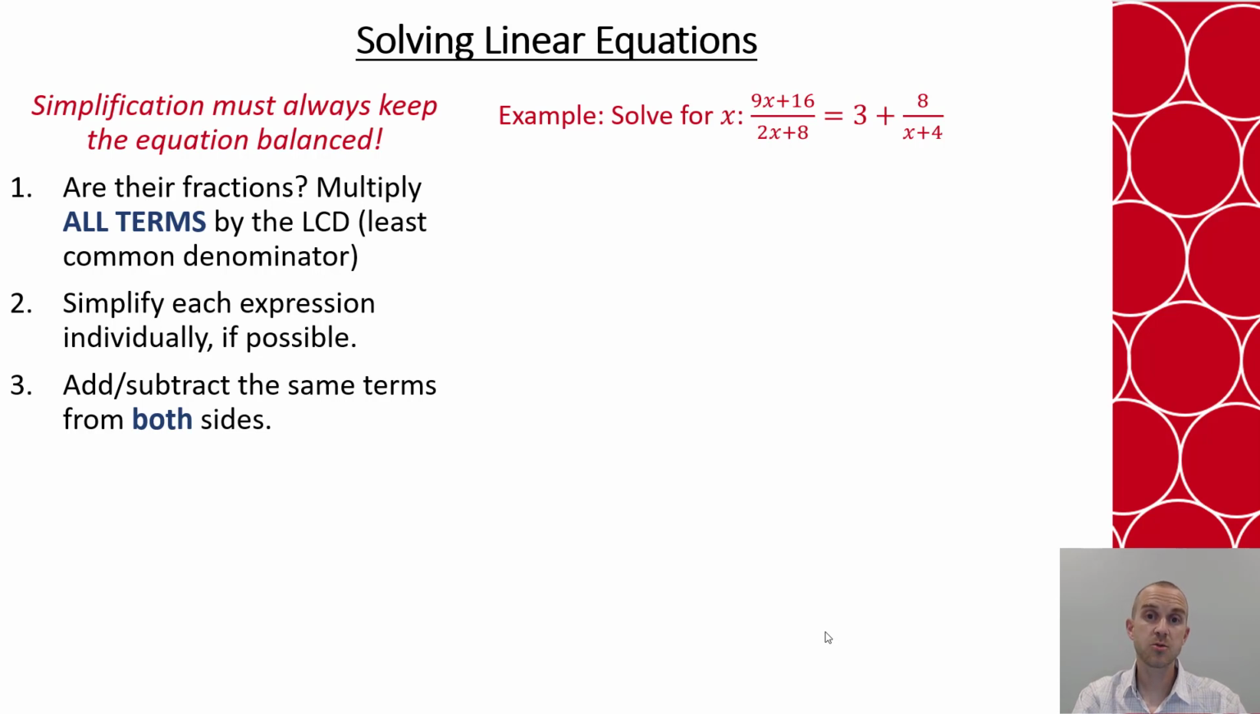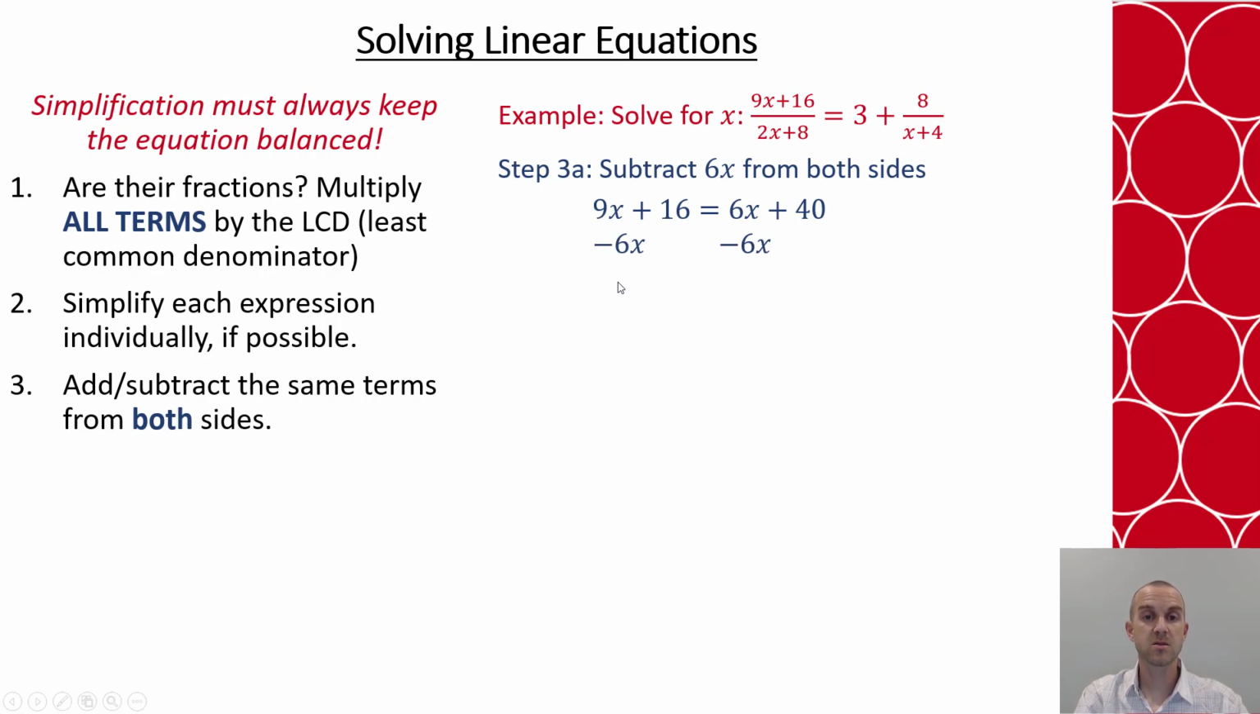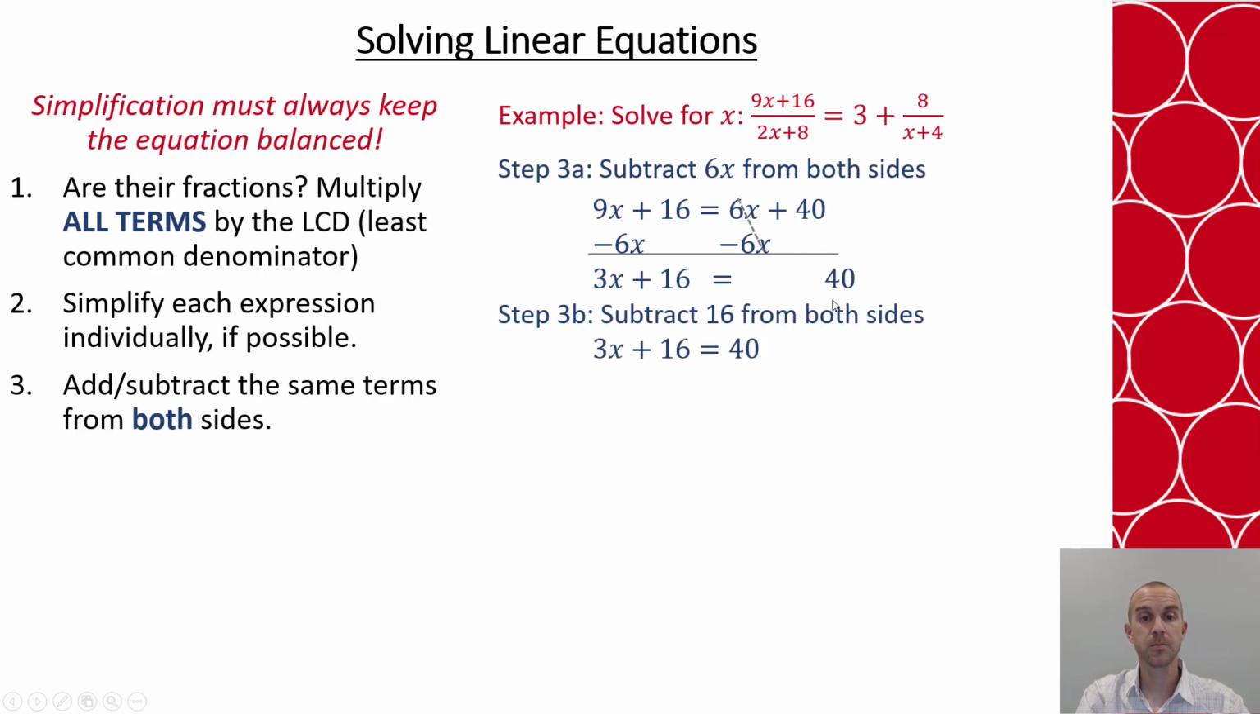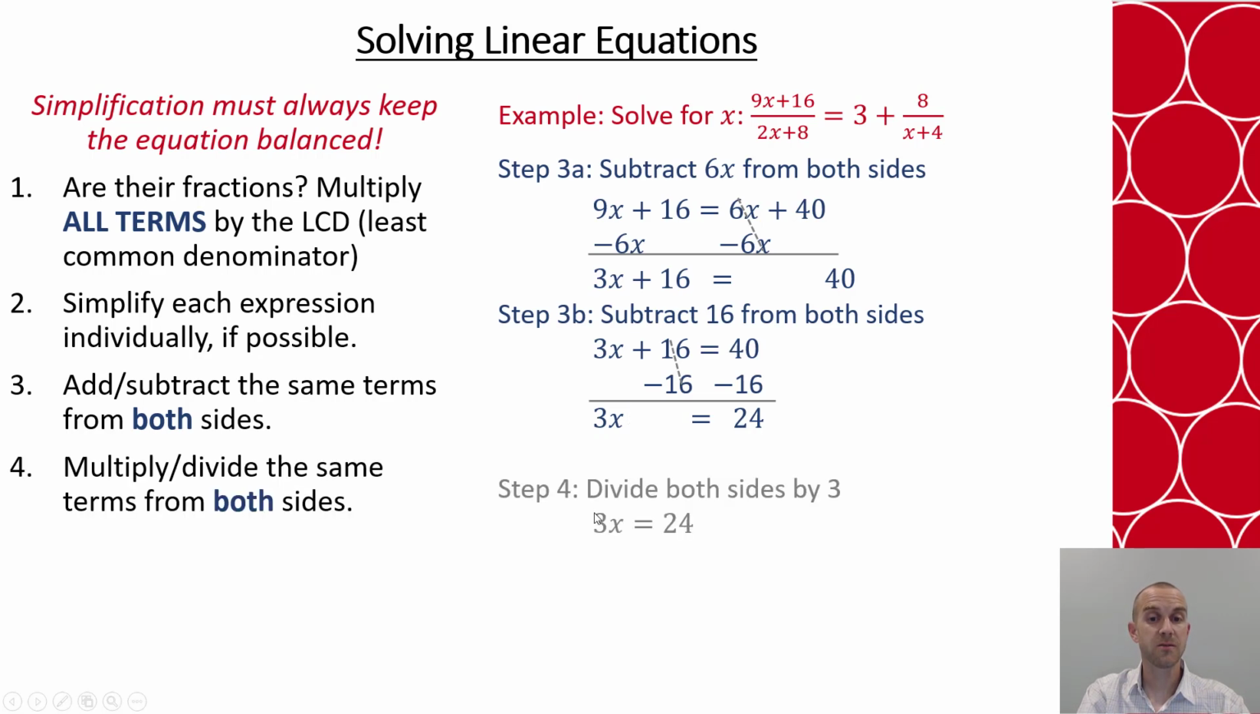So I start with my addition and subtraction. In this case, I'm going to subtract the 6x from both sides so that I can keep my variable positive. So 9 minus 6 will give me 3x, and 6x minus 6x will give me 0x. So my new equation is 3x plus 16 equals 40. Now I'm going to subtract that 16 from both sides so I can get x by itself. So 16 minus 16 will go to 0, and 40 minus 16 will give me 24. All I have left is 3 times x, so I divide both sides by 3. So 3 divided by 3 is 1, and 24 divided by 3 is 8. So I have a solution of x equals 8.